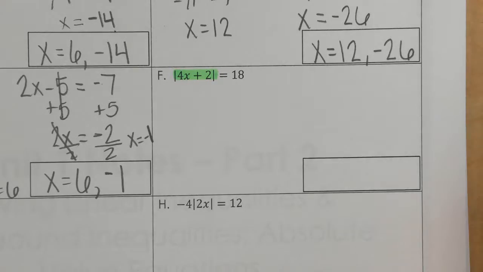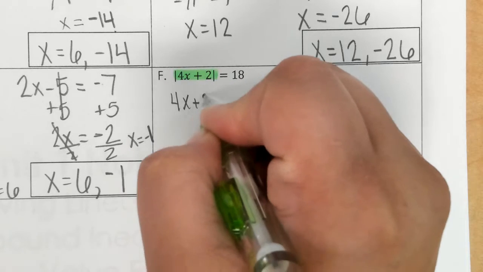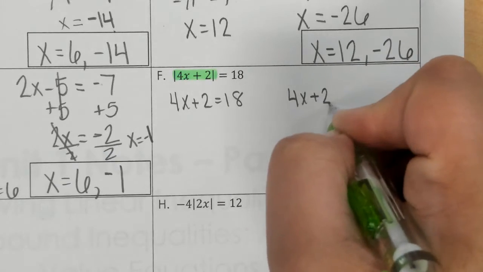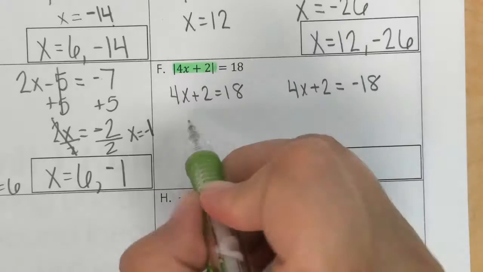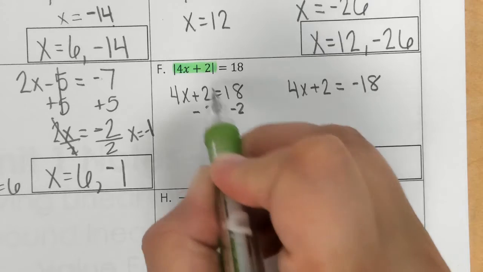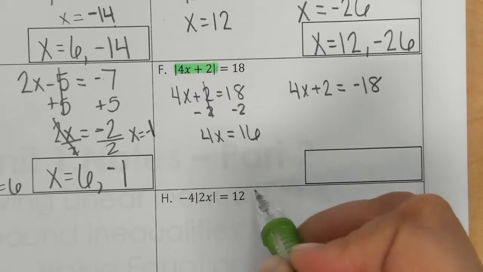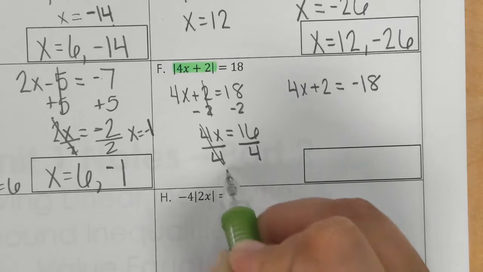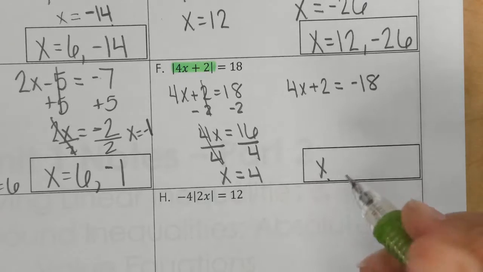For letter F, we're going to go ahead and take the 4x plus 2 and equal that to 18, and then rewrite that equal to negative 18. And then we solve both. So subtract 2, 4x would be 16, and then divide by 4, and 16 divided by 4 is 4. So that's our first answer.